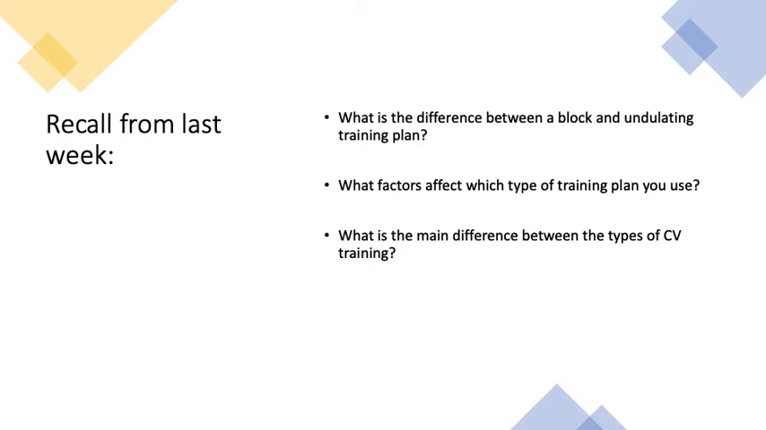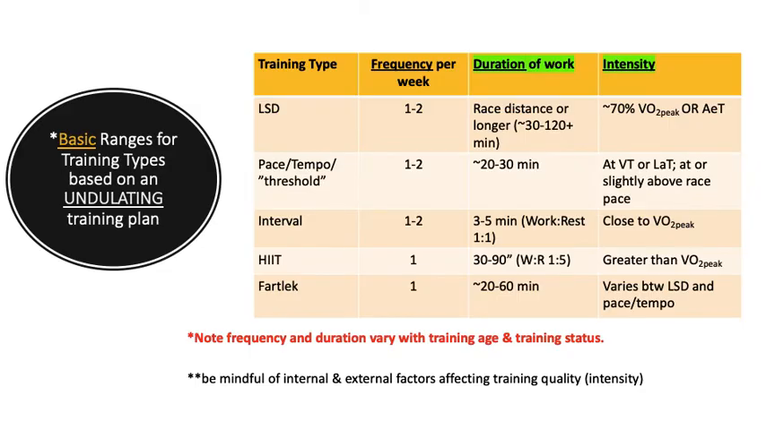Now we're going to move into another slide that recaps what we talked about last week. Here is a slide that we talked about last day about the basic ranges for training types based on an undulating training plan. Okay, the key here is it's basic ranges and it's based on an undulating training plan. So this is when you have that variety in stimulus per week. So the frequency per week is dictated by the fact that this is an undulating plan. So you could have 1 to 2 days of long, slow distance training, 1 to 2 days of pace tempo thresholds, 1 to 2 days of interval, 1 day of HIIT, and 1 day of fartlek. And that would encompass your daily undulating training plan.